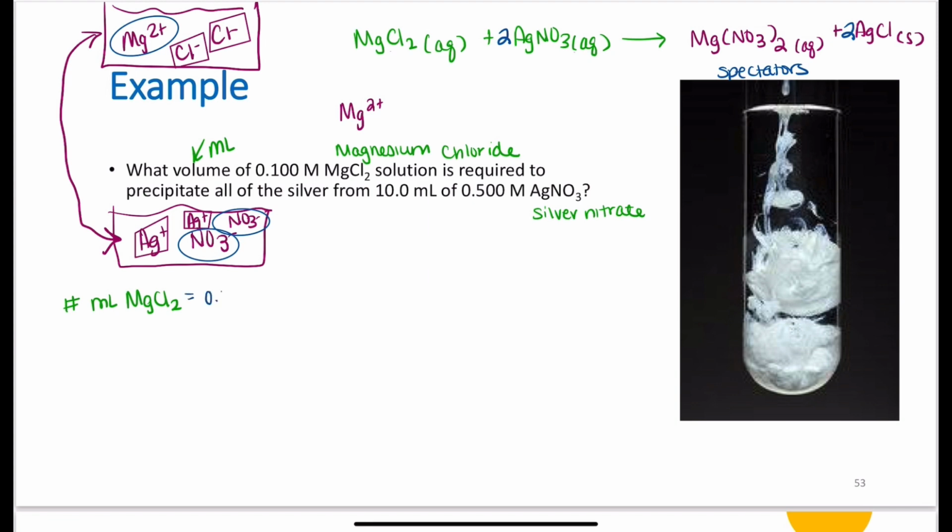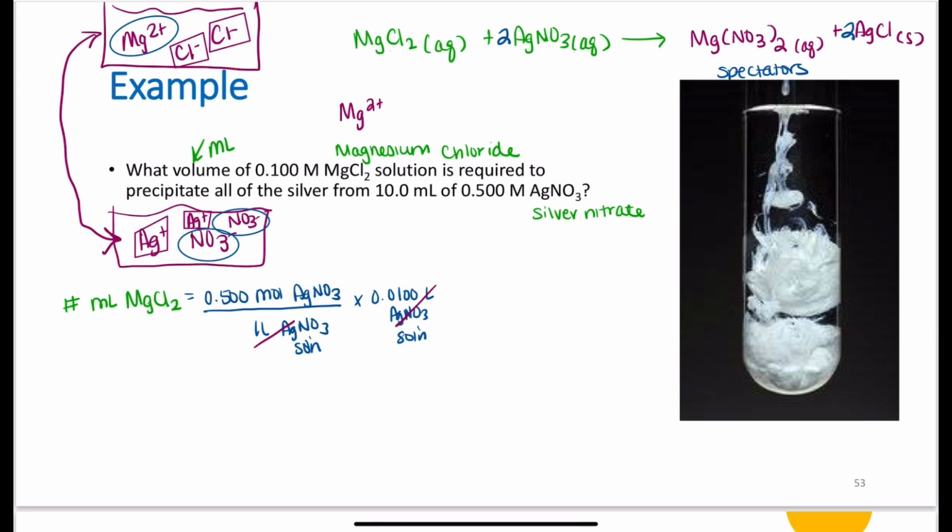I'm starting off with a 0.5 molar solution, which means 0.500 moles of silver nitrate per 1 liter of solution. And I'm starting with 10 mils of that solution. 10 mils is the same as 0.010, keep your sig figs, 0 liters of silver nitrate solution. At this step right here, I've canceled out my liters of silver nitrate and I have moles of silver nitrate.